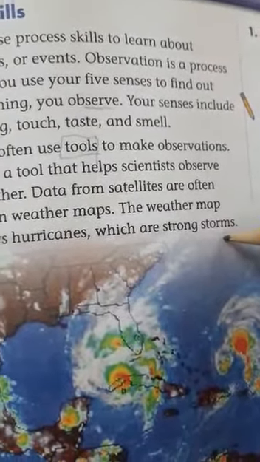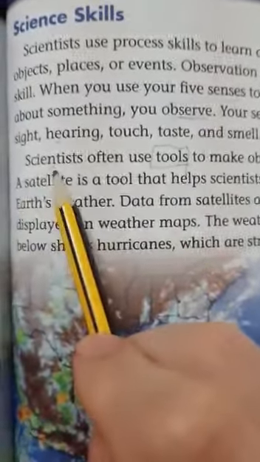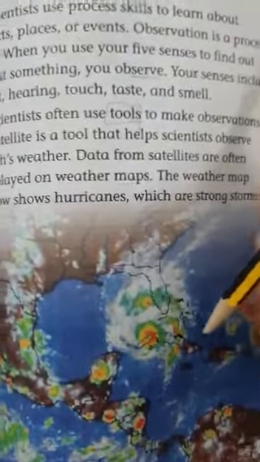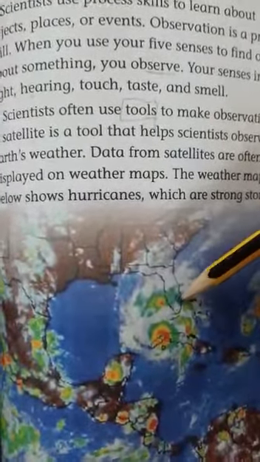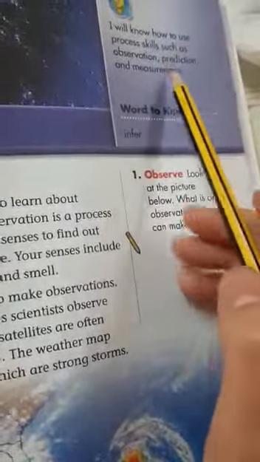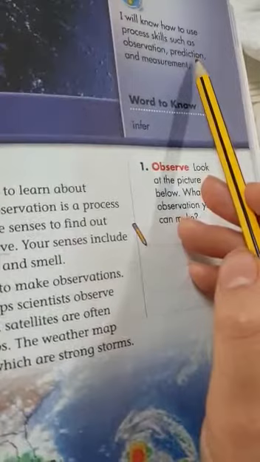Now the weather map below, which is this, shows hurricanes. As I told you, this is a hurricane, which are strong storms. So again, what was one of the tools that scientists use on this page? The satellite, which can take pictures of the Earth from space to show the weather for Earth. So the scientists can, here we will use this word, prediction. We make a prediction and think about what will happen tomorrow for weather.